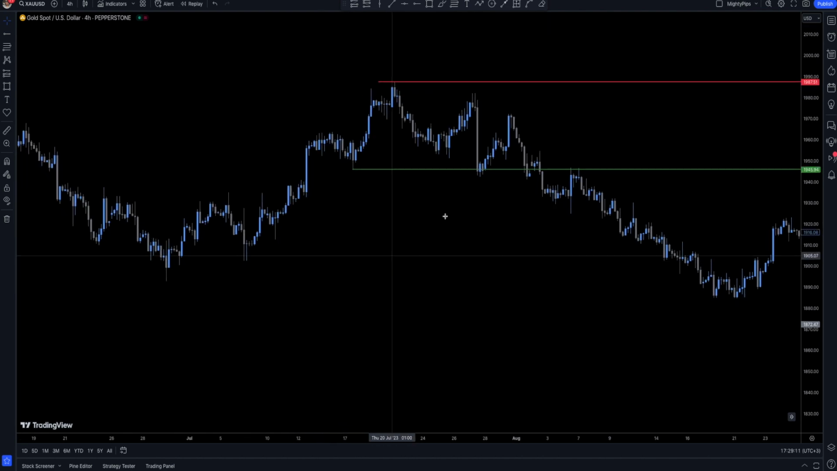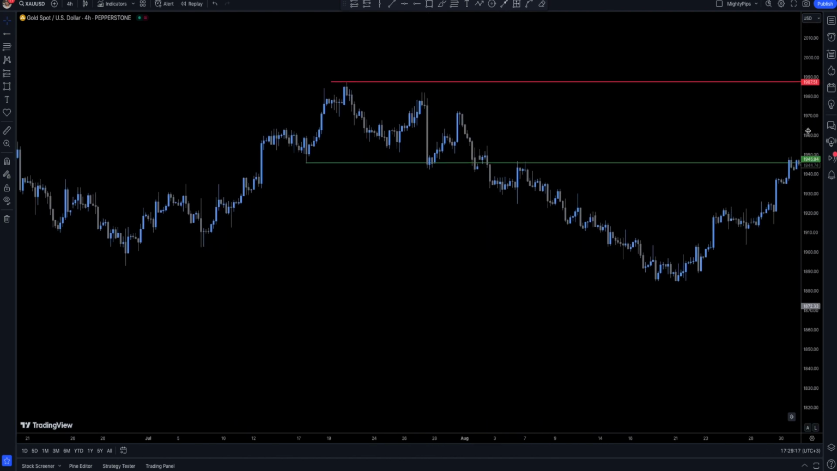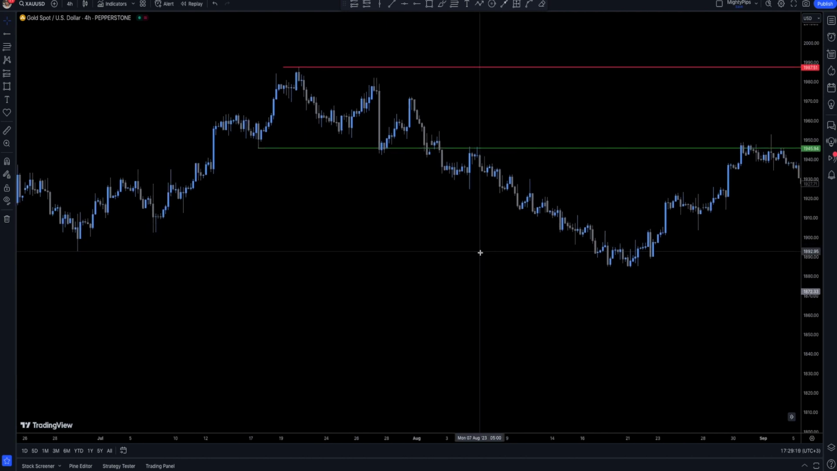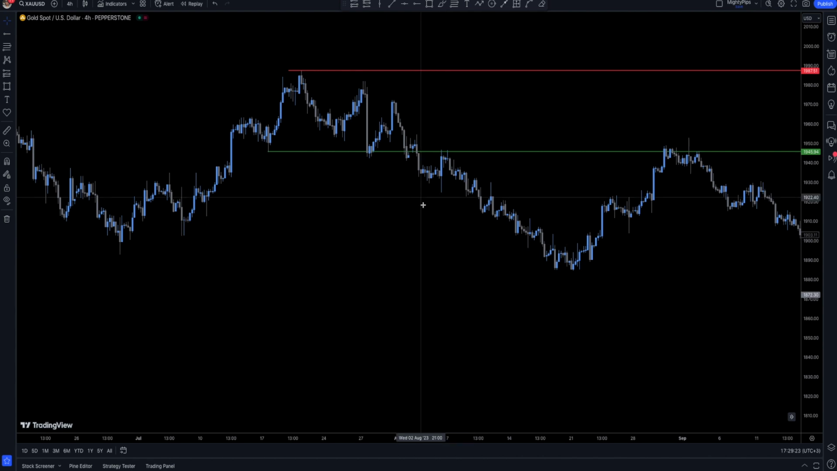Now, this is how you trade a breakout. This type of breakout strategy that I'm showing you is exclusive to my channel. You will not see this anywhere else, guys. I'm telling you, you will not see it. You may see something similar, but it's not going to be like this.